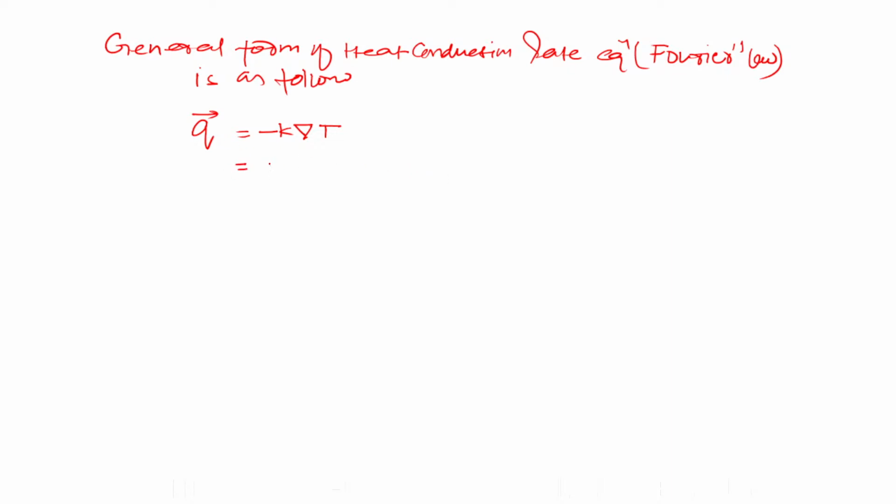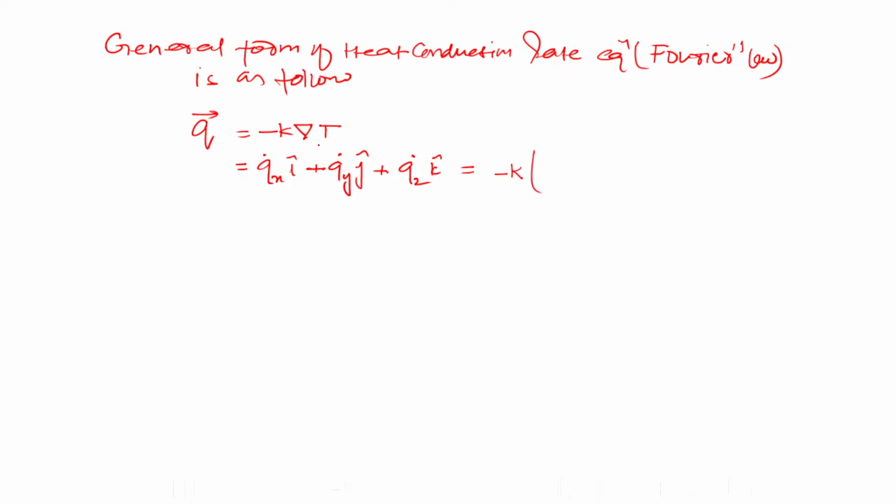You know, vector quantity means it's Qx into i cap plus Qy into j cap plus Qz into k cap, and so on. Clear? This is the magnitude and this is the direction. Here this is heat flux in x direction, heat flux in y direction, heat flux in z direction. And this I can write as minus K into gradient of T.